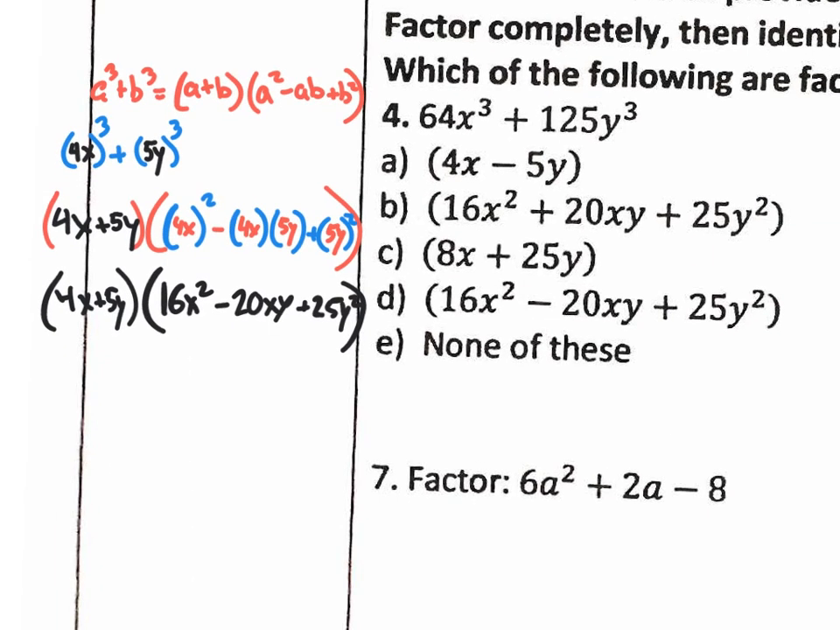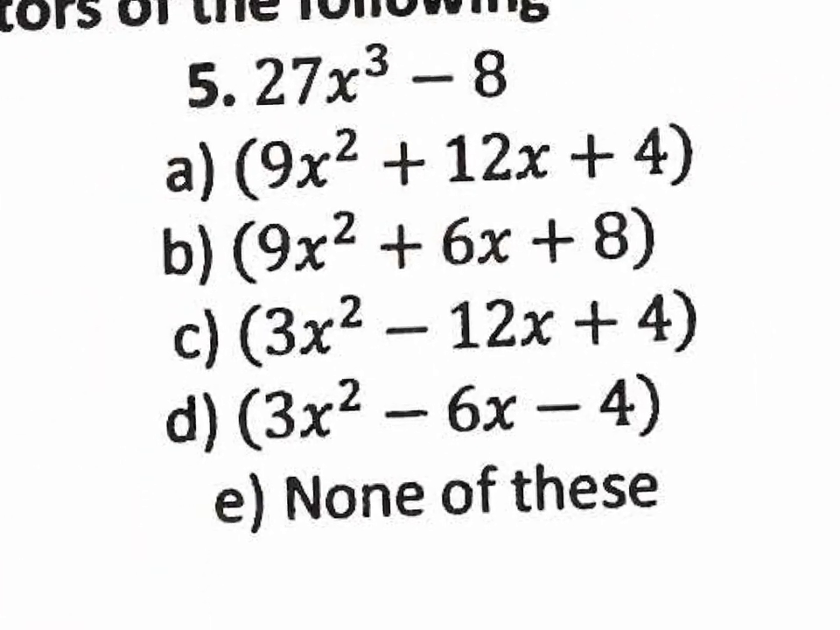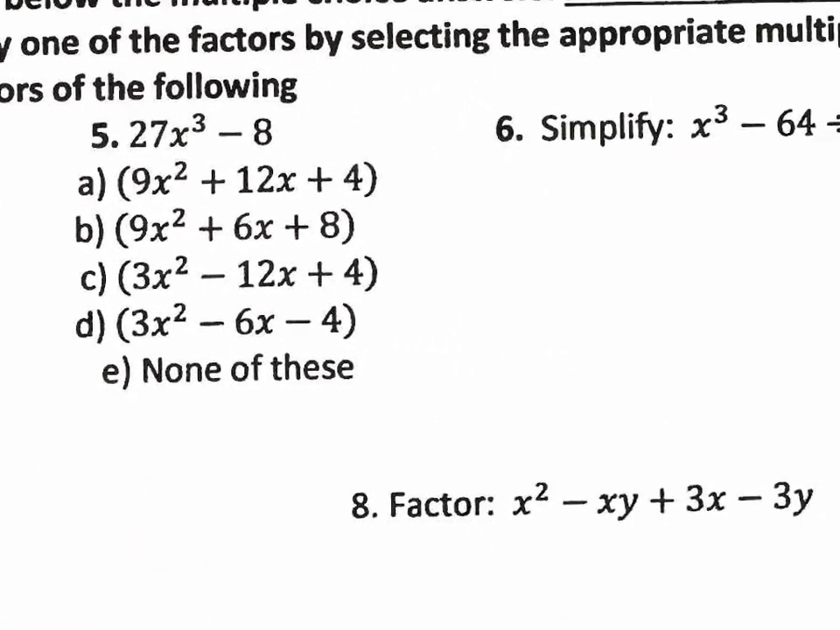But it asks you which of the following is one of those factors, or are they both there? What do you say? What's the answer? A, B, C, D, or E? D. D. Nothing else. A doesn't work because it doesn't have a plus sign between them. So if you figured that one out, you could easily do number 5. It's just the difference of 2 cubes.